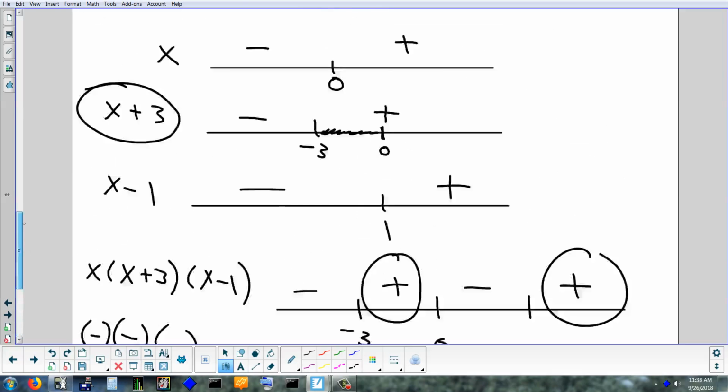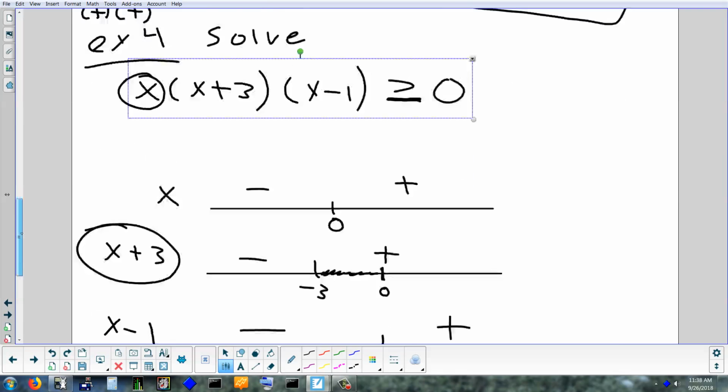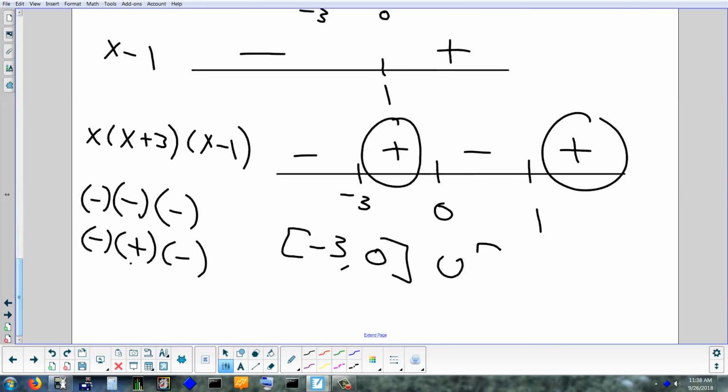Let's go back up. Yes. With that symbol, it means you can plug in a number and get exactly 0, and it's okay. If you plug in 1, you're going to get 0 times 4 times 1, which is 0, and 0 is greater than or equal to 0. So it is okay to use the number 1. So bracket 1, up to infinity. And what symbol on that? Parentheses. Perfect.